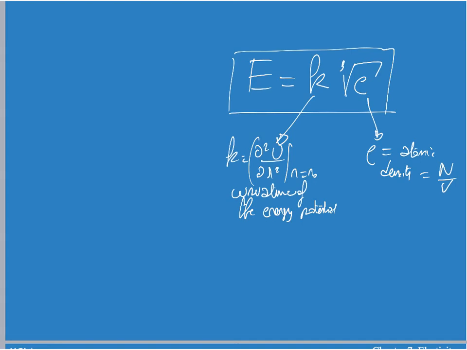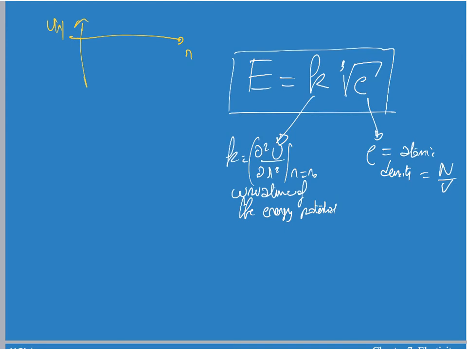Why? The first term tells you that the higher the curvature of the energy potential, the higher the Young's modulus. So this is the first important result. If you look at the energy between each pair of atoms, the curvature of the interatomic potential tells you about the stiffness of the material.